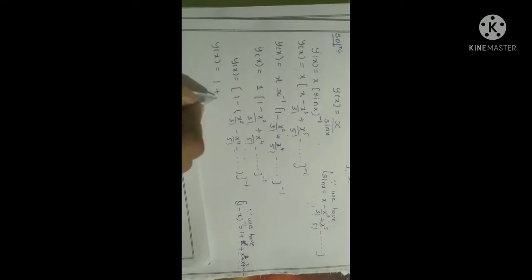What becomes? 1 plus, what is x here? The second term is x, in the sense of the bracket term, that is x square by 3 factorial minus x to the power of 4 by 5 factorial minus so on. Then what is after x in the formula? That is x square. How do you write that?